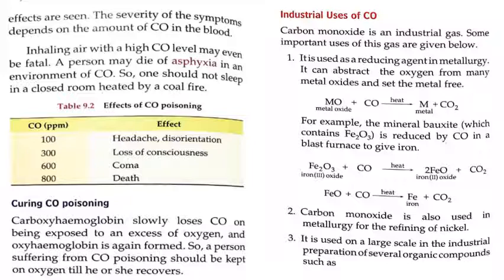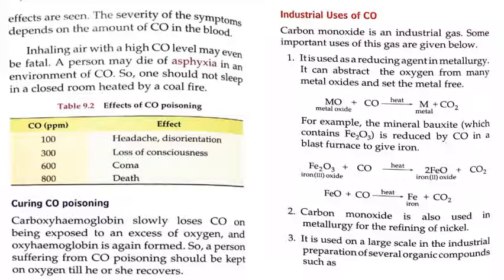So, effects of carbon monoxide poisoning. They have shown how much carbon monoxide present in parts per million can have an effect. If there is 100 parts per million of carbon monoxide, it will lead to headache and disorientation. If it is 300 parts per million, there will be loss of consciousness. 600 will lead to coma, and 800 will lead to the death of the person.